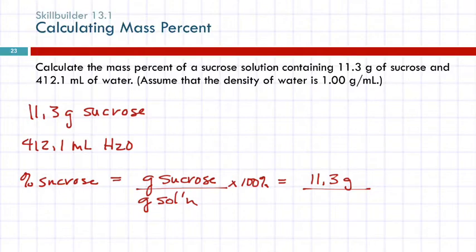So converting between mass and volume using density is a very important type of calculation to know. The density is just a conversion factor. I've got milliliters, I want grams. So I'm going to multiply by something with grams on the top and milliliters in the denominator. That converts milliliters to grams. I need the density for that. It happens to be exactly 1 here, so the math is pretty trivial. It's 412.1 grams of water.